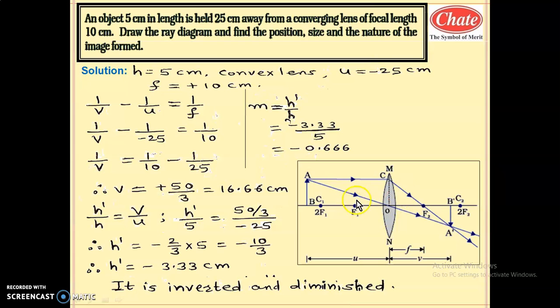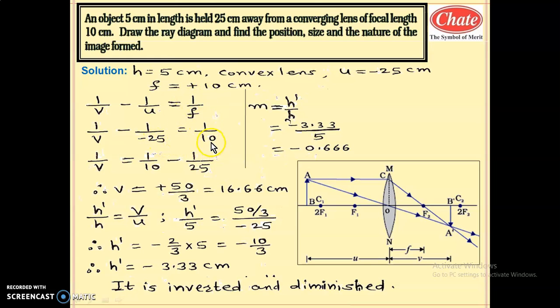If you have knowledge of this ray diagram, you can imagine the situation. Elsewhere you have to calculate. Now as focal length and U is given, let us find the V by using the lens formula. V means position of image. 1 by V minus 1 by U equal to 1 by F. 1 by V minus, what is U value? It is minus 25, equal to 1 by 10.